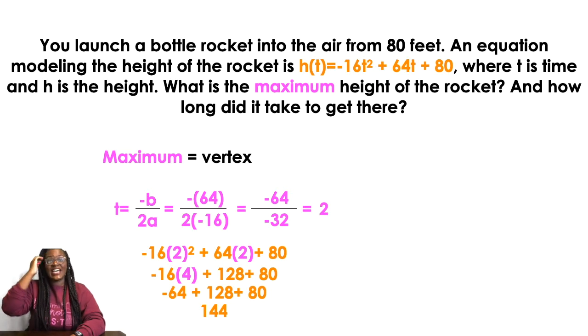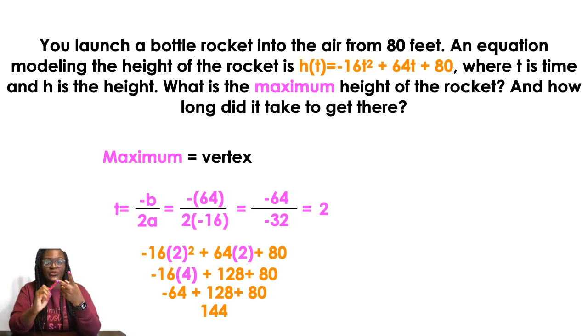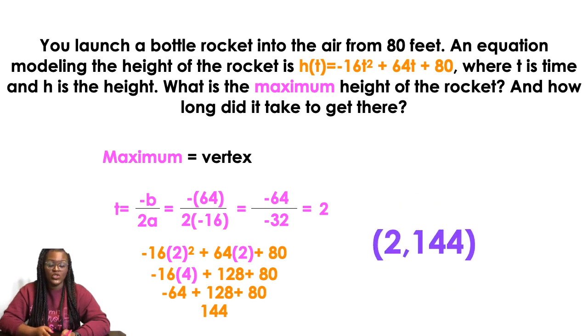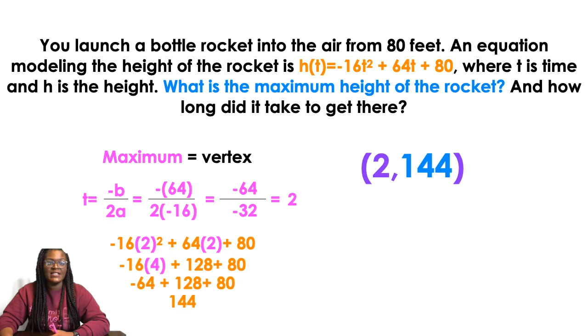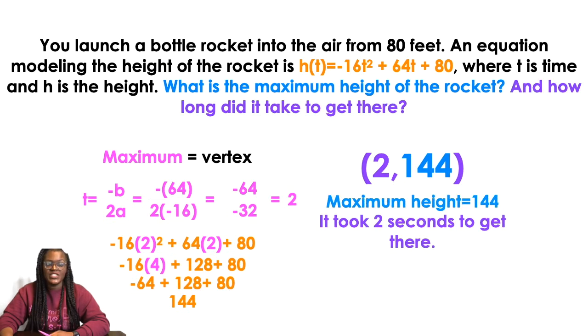So this question asks us two things. It asks us, what is the maximum height of the rocket and how long did it take to get there? So out of those two answers, we got a 2 and a 144. Which one do you think represents the height? The 144, right? And which one do you think represents the time? The 2 seconds, okay? So 2 comma 144. We will always say that the maximum height was 144 feet, and it took 2 seconds to get there.